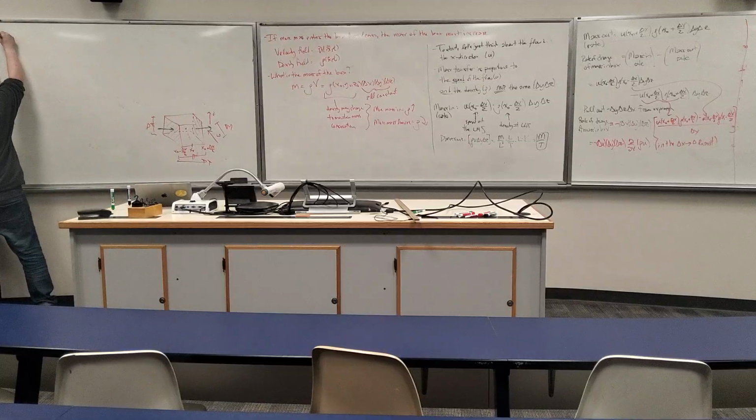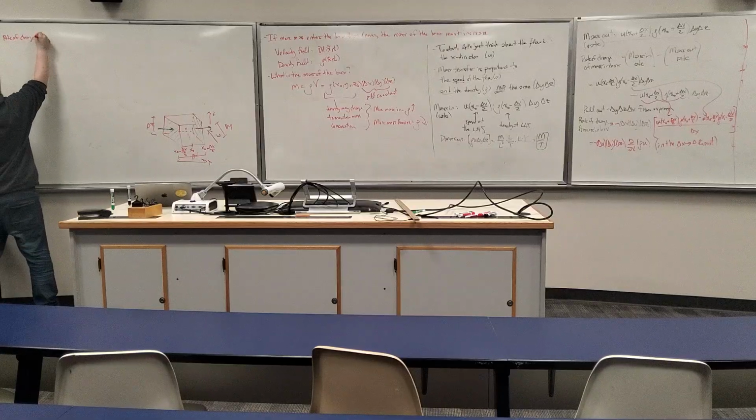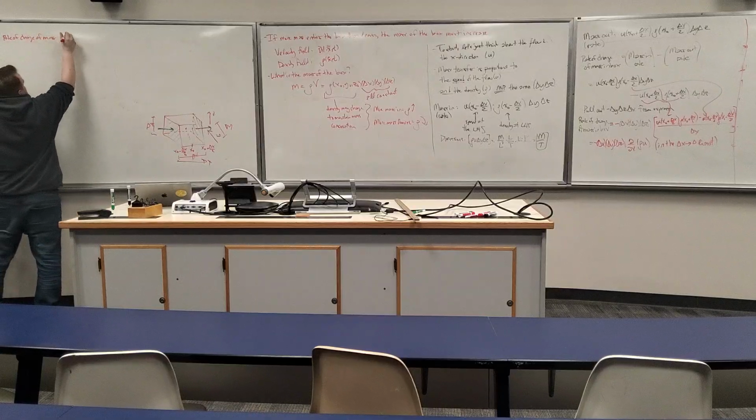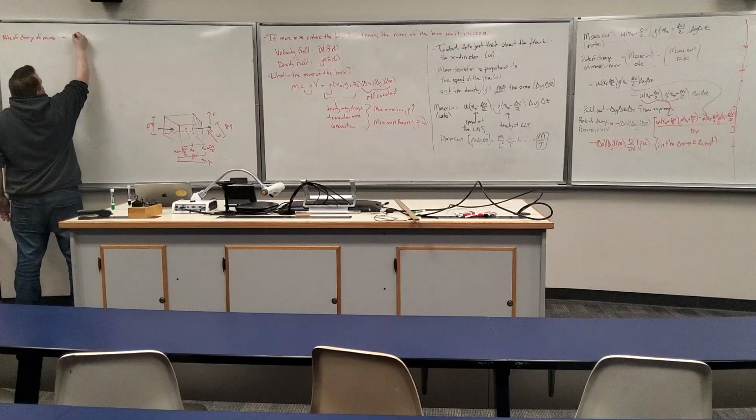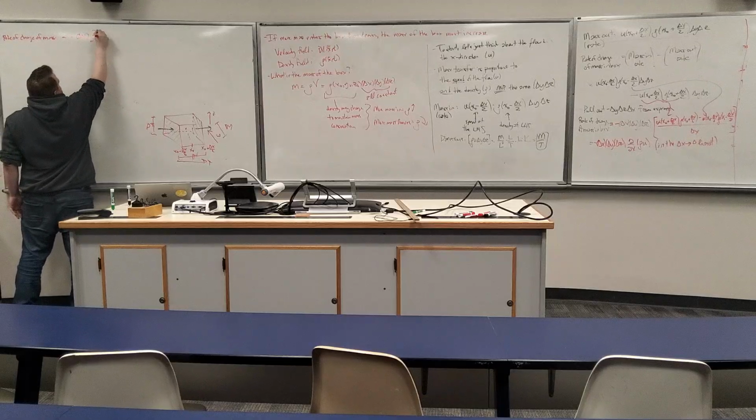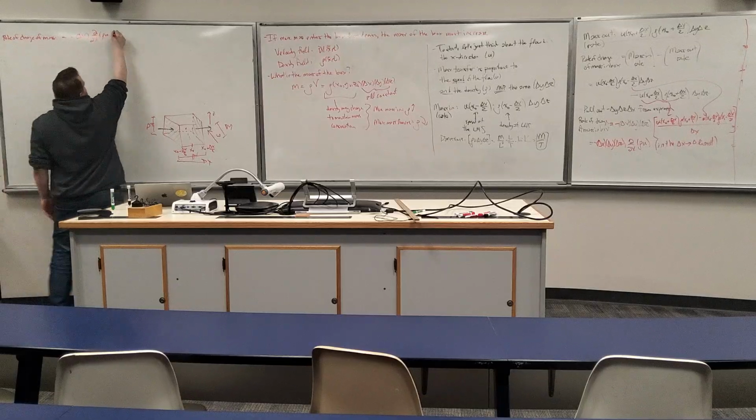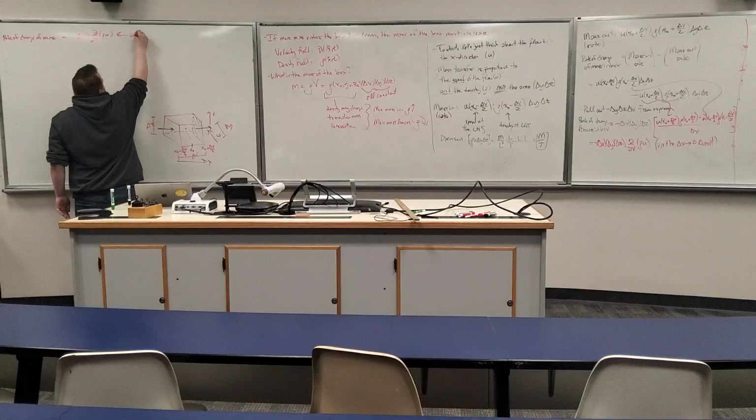So we had rate of change of mass equals minus delta v times d by dx of rho u. And this was only for the x direction.